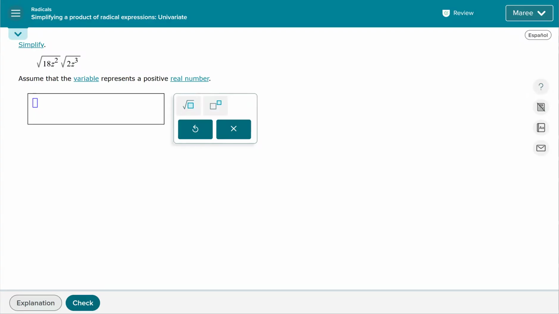So when we have a square root, the little index, the number that you can't see, is a 2. It's there, but you can't see it. It's implied. So what I like to do is write the numbers and the variables out as prime numbers. So we have 18 is 2 times 9, and 9 is 3 times 3. So there's my 18. Z squared is Z times Z.